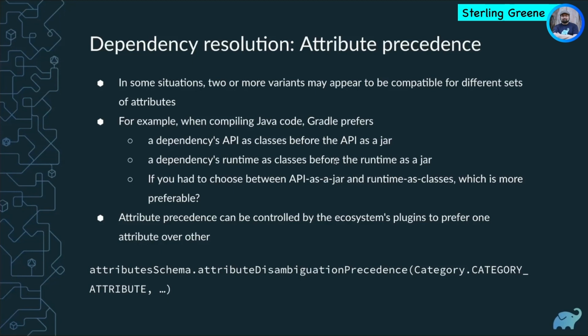So we added an API that allows ecosystems to define what order to consider the attributes in. Basically it means that attributes that are higher in precedence, if they disambiguate the result, they win. And otherwise it goes through normal disambiguation.